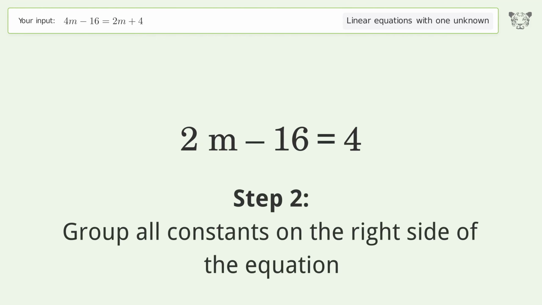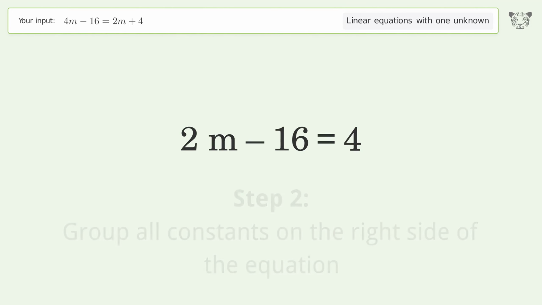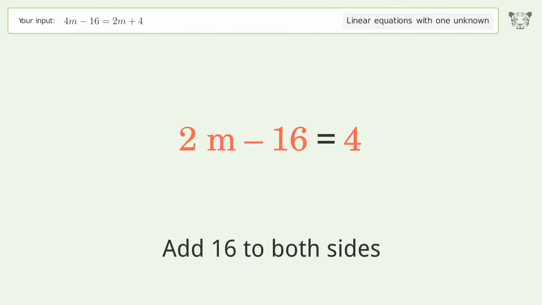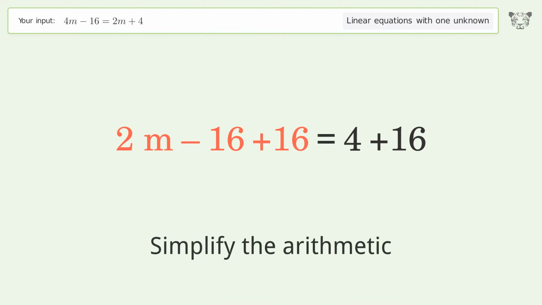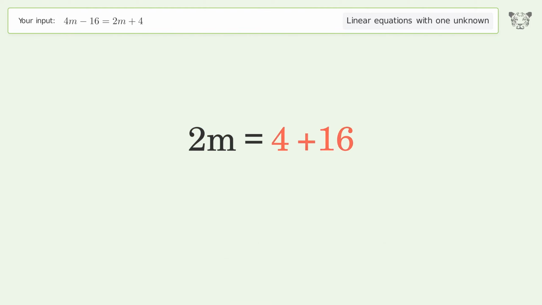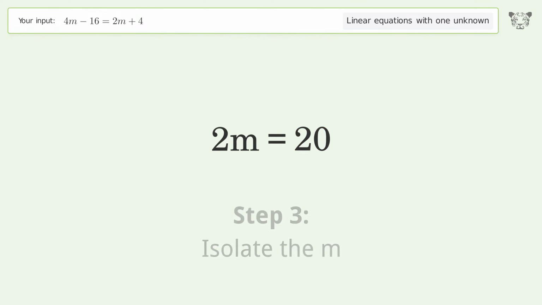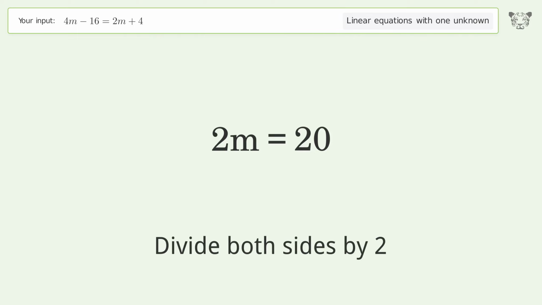Group all constants on the right side of the equation. Add 16 to both sides. Simplify the arithmetic. Isolate the m. Divide both sides by 2.